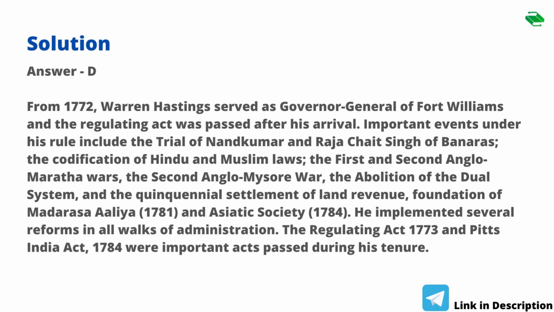Answer is D. From 1772, Warren Hastings served as Governor-General of Fort William, and the Regulating Act was passed after his arrival. The important events under his rule include the trial of Nandkumar and Raja Chait Singh of Banaras, codification of Hindu and Muslim laws, First and Second Anglo-Maratha Wars, Second Anglo-Mysore War, abolition of dual system and quinquennial settlement of land revenue, foundation of Madrasa Aliyah, 1781, and Asiatic Society, 1784.